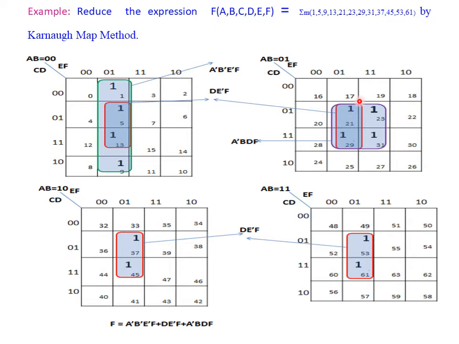Similarly, the purple color grouping is present only in this map. So the expression for this one is AB is 0, 1, that is A bar, B, then D, and the common variable here is F. So A bar, B, D, F.